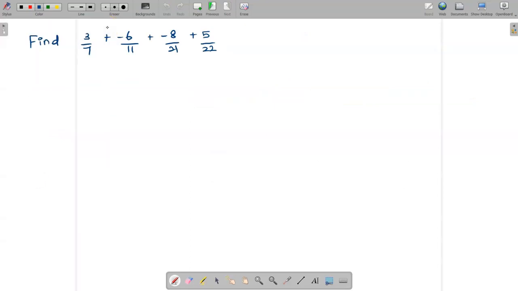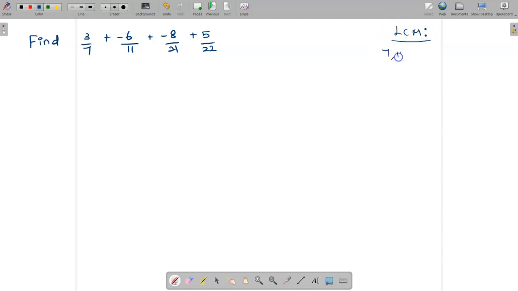So in order to find the sum of these four terms, first of all we need to see the denominator. If all the terms in the denominator are the same value, then we can add just the numerator values available. But here the denominator values are different. So we need to find out the LCM of all the four values first. So that is our first step.